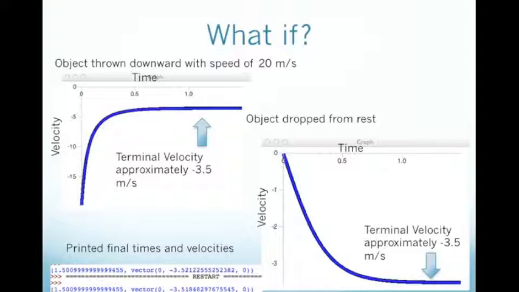What if the object were thrown downward with an initial speed of 20 meters per second? The terminal velocity would still be the same for the crumpled paper because terminal velocity only depends on mass, surface area, and density of the crumpled paper, and none of those properties have changed. This can also be confirmed by printing the final time and velocities of both scenarios and comparing them.